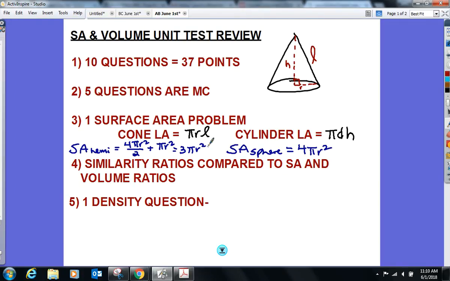And then the last thing I just got to talk about is what we went over yesterday, where the similarity ratio squared is equal to surface area.